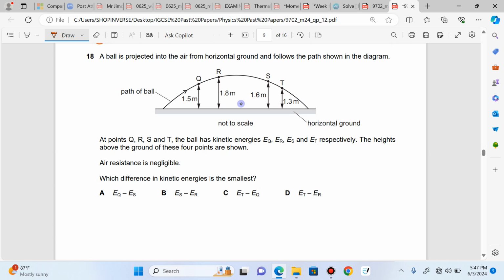Question number 18. A ball is projected into the air from horizontal ground and follows the path shown in the diagram.